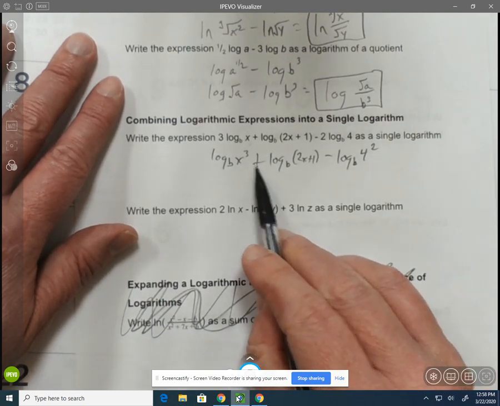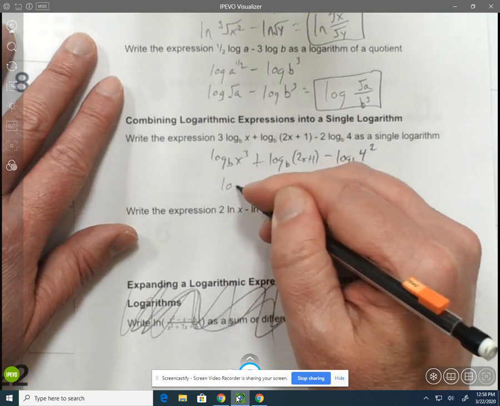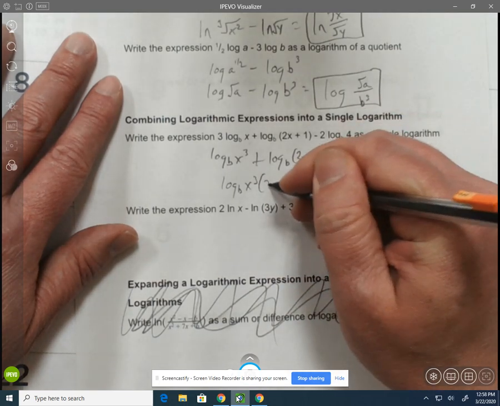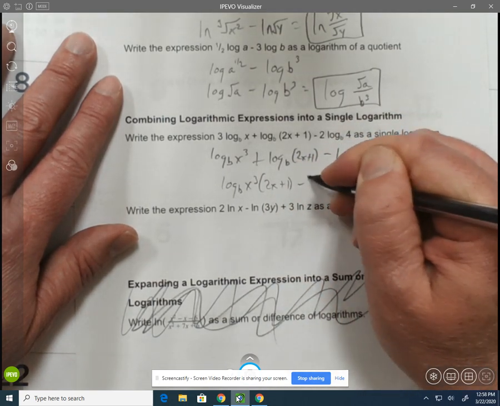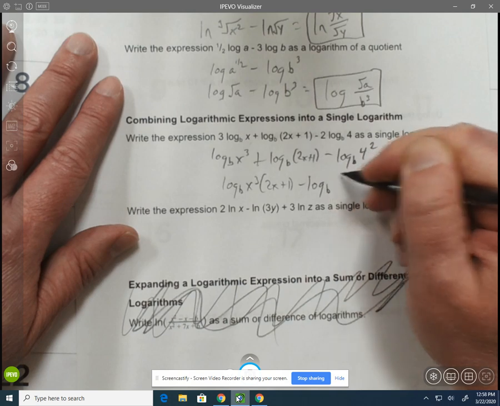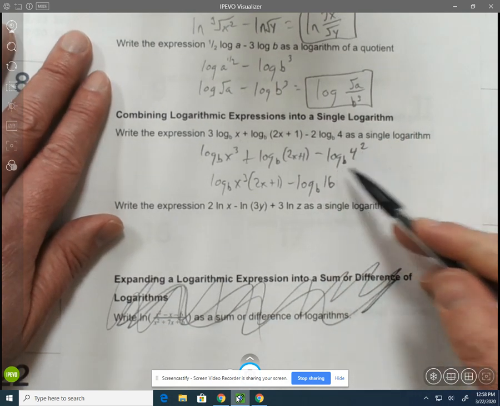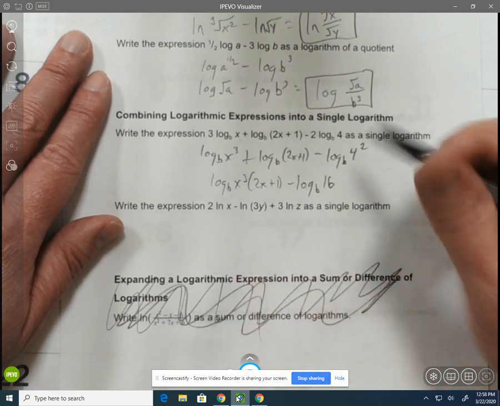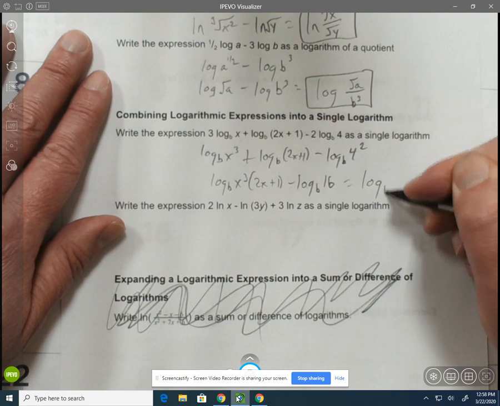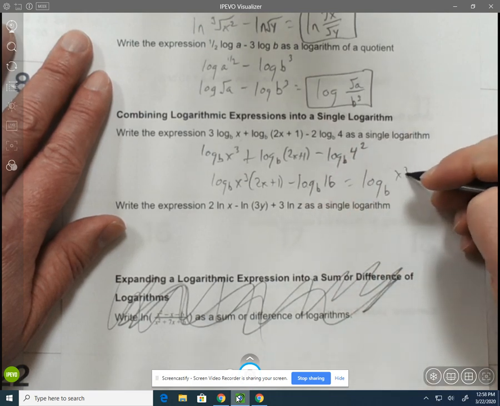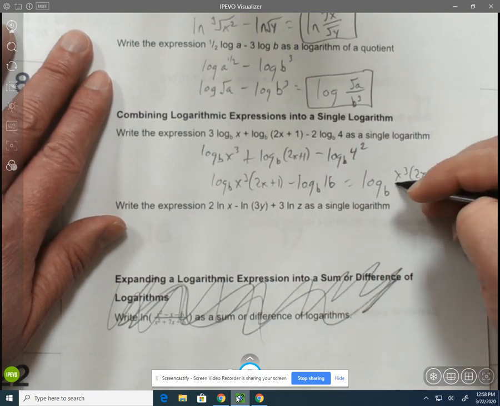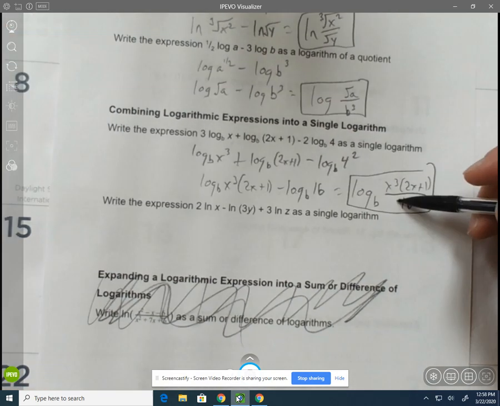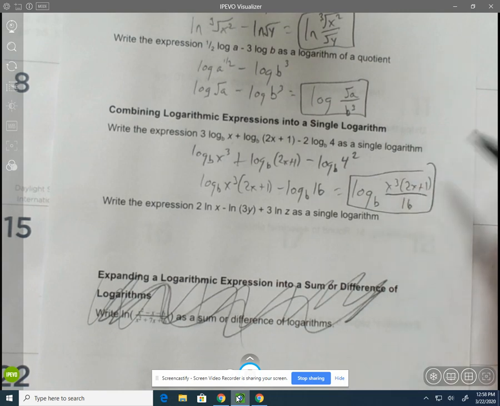I'm adding together 2 logarithms, so I can write that as a single logarithm if I multiply those 2 things. So it's log base b of x cubed times 2x plus 1 minus log base b, and I'm just going to write that as 16 because that's what 4 squared is. Now I'm subtracting 2 logarithms, means I can do that as one single logarithm, log base b of a quotient, x cubed 2x plus 1 over 16. I took that big, long, complicated thing and made it a little less complicated, at least written as a single log.